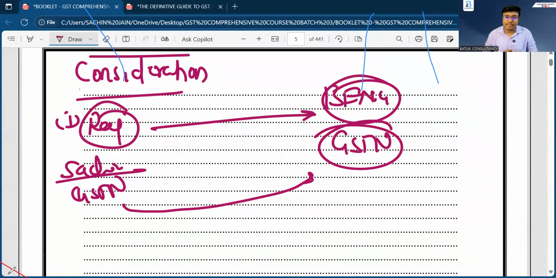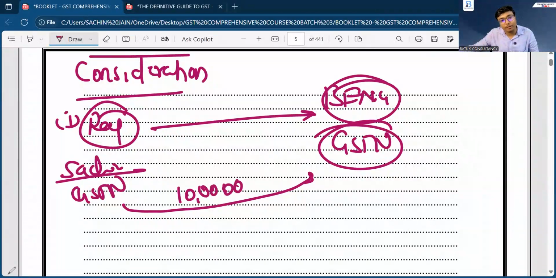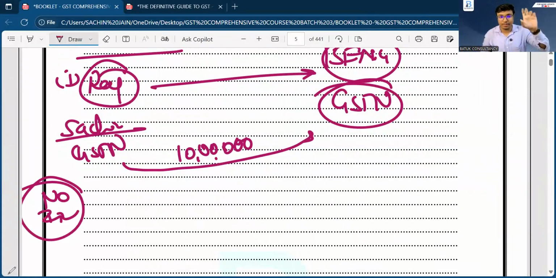Sachin is going to make a supply to his Bengaluru branch for goods of approximately 10 lakh rupees. Okay. Now, Sachin is making that supply to its branch at 10 lakh rupees only. Goods value is 10 lakh rupees. Now, Sachin has no input tax credit, no ITC in the electronic credit ledger.